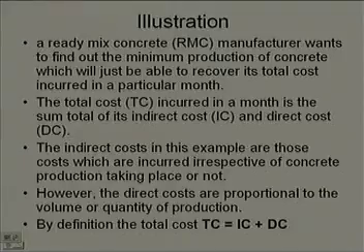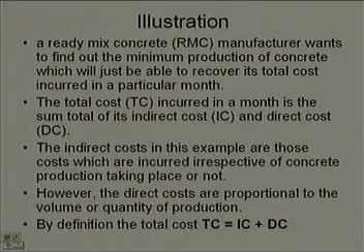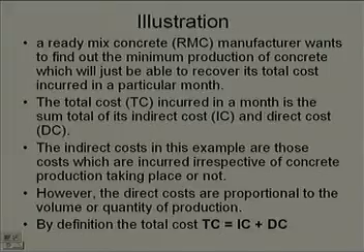For deriving this set of formulas, I am assuming the total cost as TC, the indirect cost as IC, and the direct cost as DC. By the definition that we have just given, total cost is nothing but the sum of indirect cost plus direct cost. So, it becomes TC equals IC plus DC.